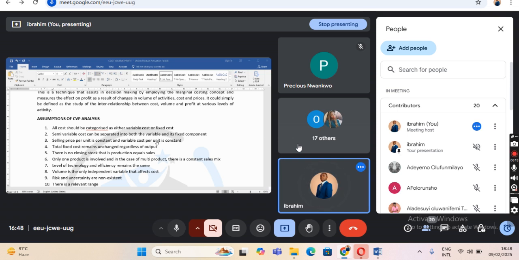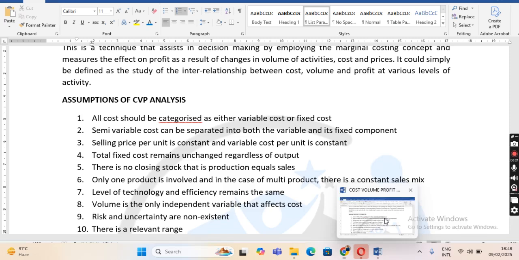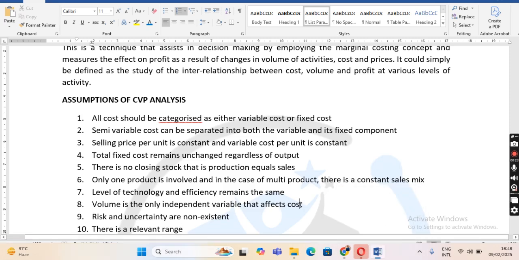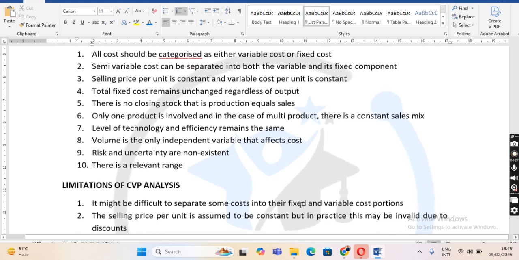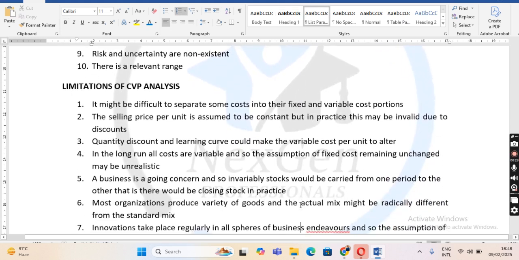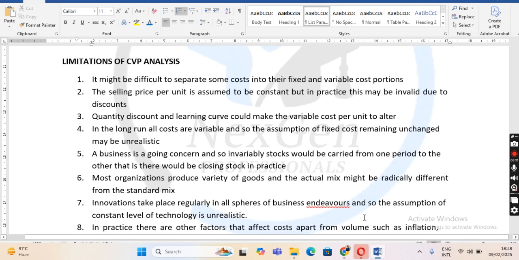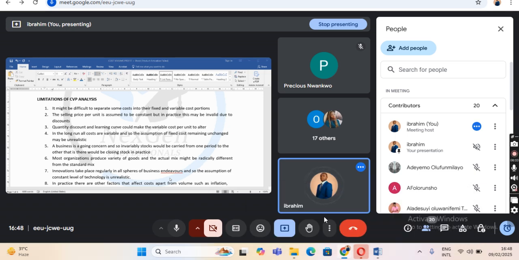As well as fixed cost. All costs should be categorized as either variable cost or fixed. So these are the assumptions of cost volume profit analysis or break even. Don't forget that it is mainly for decision making, right? It is mainly for decision making, and it adopts the techniques of marginal costing. Now, if that is established, we will move to the limitations.